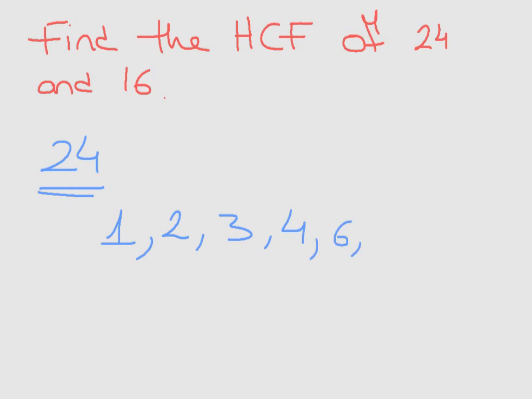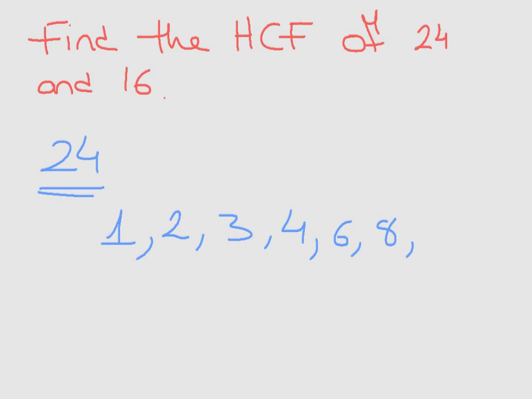After 6 comes 7. If we divide 24 by 7, we will not get a whole number, so 7 isn't a factor of 24. We now look at 8. If we divide 24 by 8, we'll get 3, and 3 is a whole number, so 8 is a factor of 24. The next whole number is 9. If we divide 24 by 9, we won't get a whole number, so 9 is not a factor of 24.